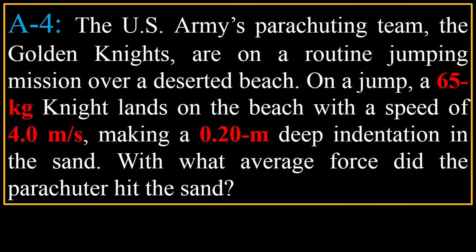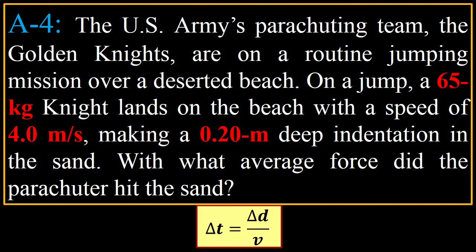The U.S. Army's parachuting team, the Golden Knights, are on a routine jumping mission over a deserted beach. On a jump, a 65-kilogram Knight lands on the beach with a speed of 4 meters per second, making a 0.2 meter deep indentation in the sand. With what average force did the parachuter hit the sand? Very interesting. I'd like to go parachuting.